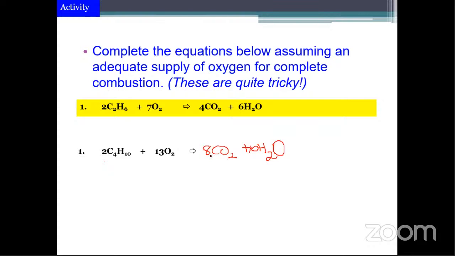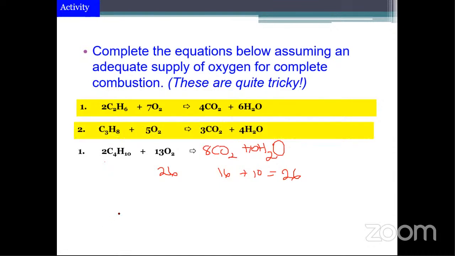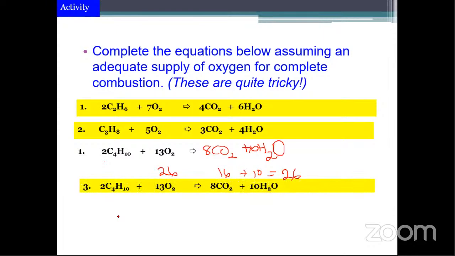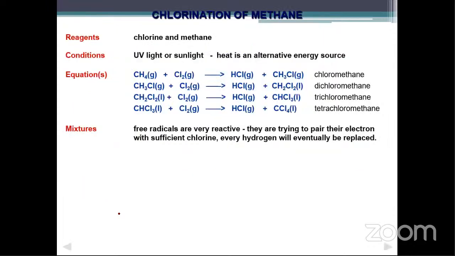All right, let's look at the number of oxygens. We have 16 here plus 10. That is going to give us 26. And here we have 13 times 2 is 26. Do you see that it's balanced? Yes, miss. All right. And there you have it.